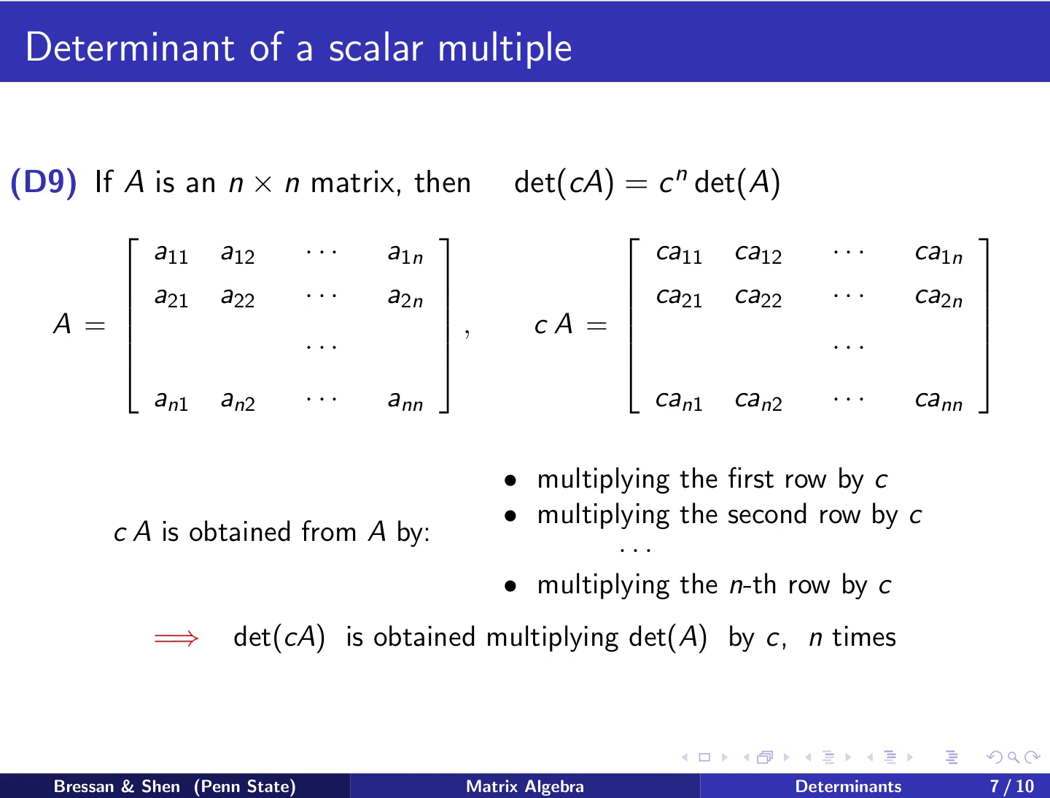So we see that the cA matrix can actually be obtained from the A matrix by elementary row operations. We can go through each row. For the first row, we multiply it by c, and then we multiply the second row by c, and we go on and we multiply the nth row by c. And then each of these steps will multiply the determinant by a factor of c. And you are doing it n times, and therefore you get c to the power n multiplied by the determinant of A.